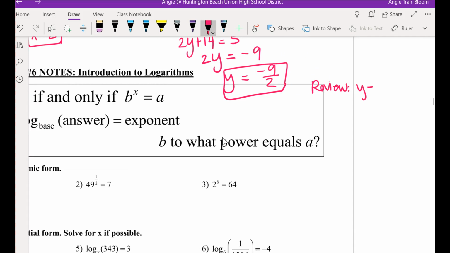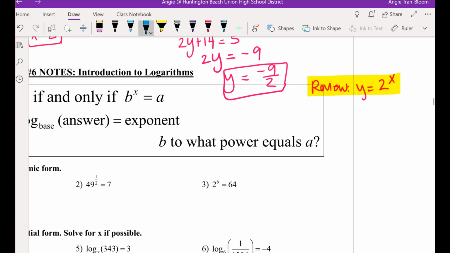If I said y equals 2 to the x, what is the name of this function? Is this a linear? Is this a quadratic? Is it a cubic? Is it a quartic? Is it a rational? Is it an absolute value function? Is it an exponential? Which one is this? We've learned so much. How do you know it is exponential? It has a base, and the exponent's a variable. So this is an exponential.